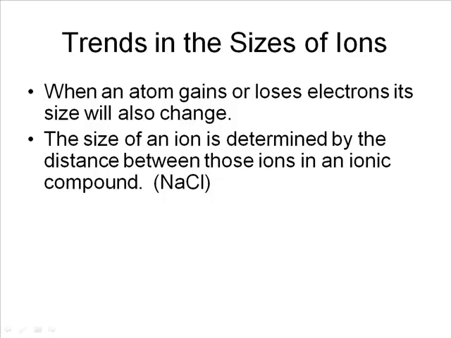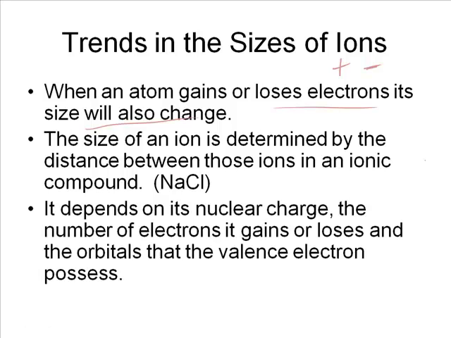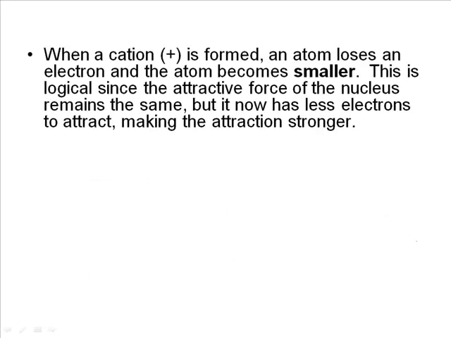Now, how about with an ion? With an ion, when you're dealing with an ion, remember that an ion is something that has a positive or a negative charge. So when an atom gains or loses electrons, its size will also change. So the size of an ion is determined by the distance between those ions in an ionic compound. So it depends on the nuclear charge, of course. Certainly it depends on the number of electrons gained or lost, and the orbitals that the valence electrons possess.